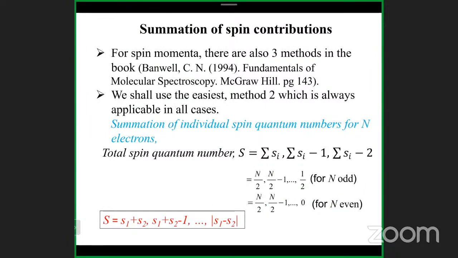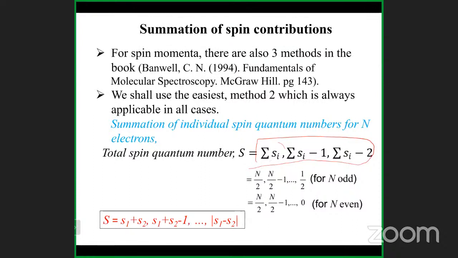And then you sum up the spin. The summing up is like this: it is actually the sum of all S, and then S minus 1, S minus 2, and so on, until S becomes 0. Whenever S becomes negative, then you stop, okay?